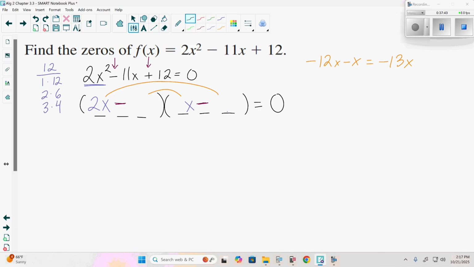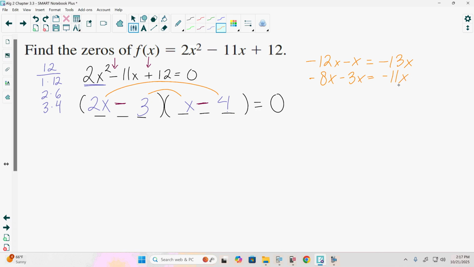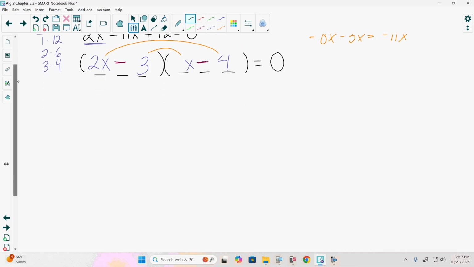So let's try 3 and 4. Now, 2x times negative 4, 2 times negative 4 is going to be negative 8x. Negative 3 times x is going to be negative 3x. Negative 8x minus 3x is going to be negative 11x. And that's the middle term we wanted, yes? So it's telling us that is the correct factors.